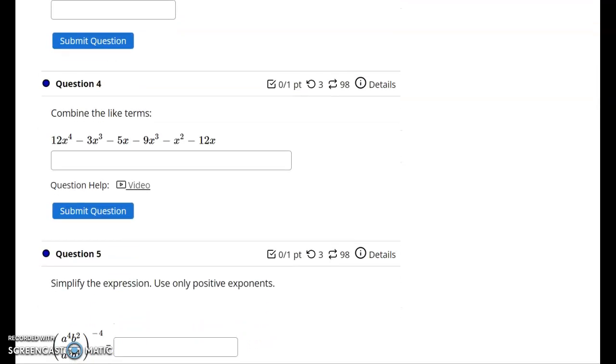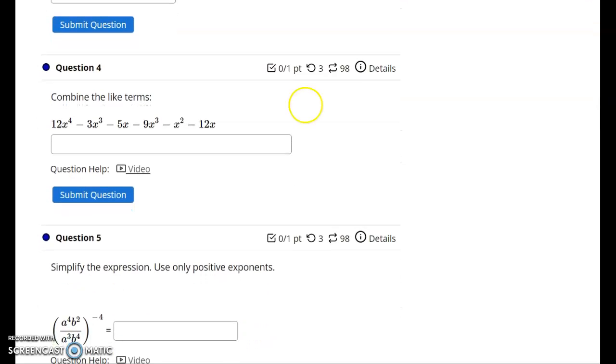Combine like terms, I'm going to skip that one, but it's kind of the same thing. You might want to underline as you go, so you get the same ones. There's no other x to the 4th, so you write that down and cross it out. And then negative 3x cubed, combine that with this one. Once that's done, cross those out, and so on.